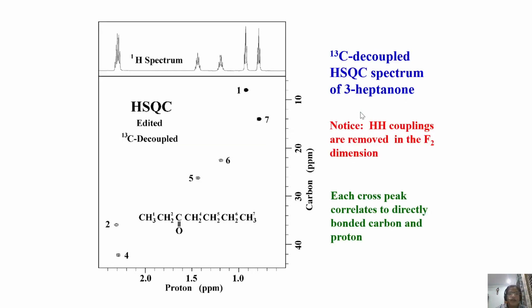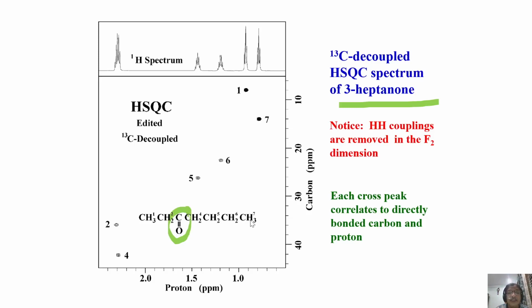Look at it. Now take a molecule 3-heptanone. In the 3-heptanone molecule, how many carbons do we have? 1, 2, 3, 4, 5, 6 different carbons. Of course, the CO carbon will not appear in the HSQC or HMBC spectrum because it is not attached to protons.